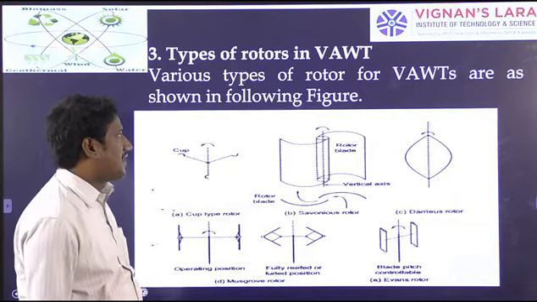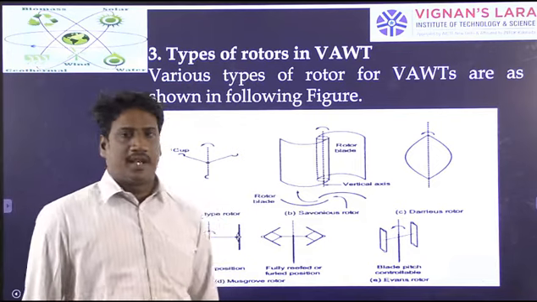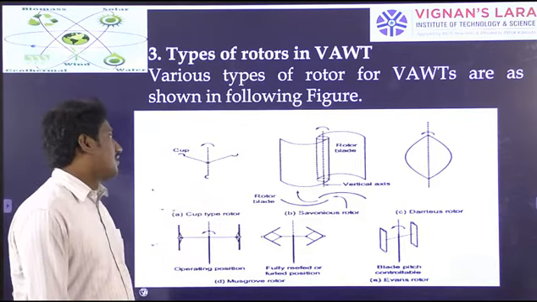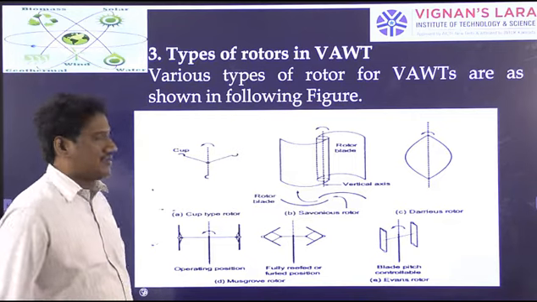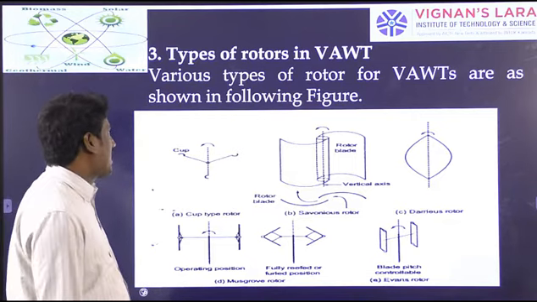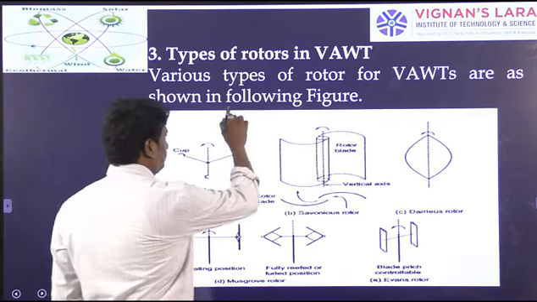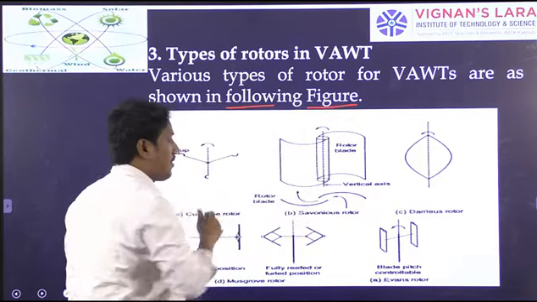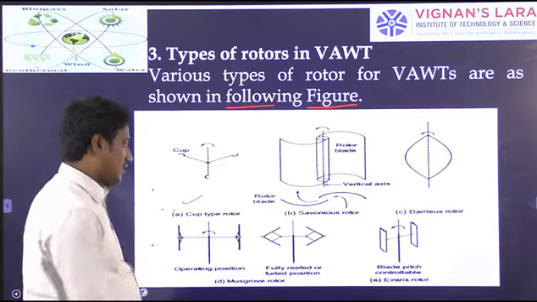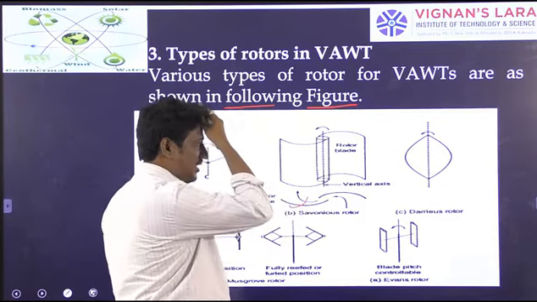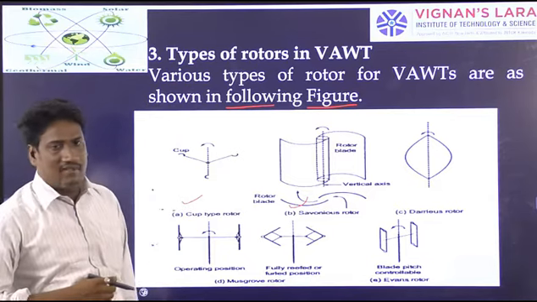Next, coming to different types of rotors of vertical axis wind turbines. Various types of rotors for vertical axis wind turbines are as shown in the following figure. We will have the cup type rotor, the Savonius rotor, where two cylinders are oppositely connected to a common shaft, which is called a Savonius rotor.